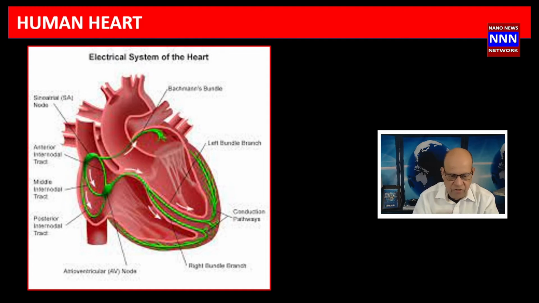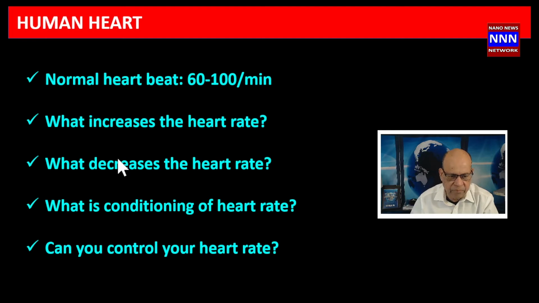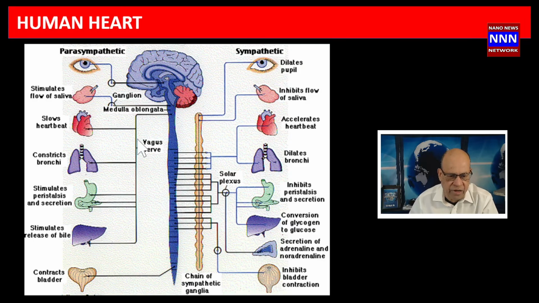So once you understand this mechanism, next we're going to look at some of the more common things, such as what happens to the human heart rate. What increases the human heart rate? What decreases the human heart rate? What is conditioning of the heart rate? And most importantly, can you control the heart rate? That's the thing you really want to watch. So stay tuned. Let's continue with the next question: what controls the human heart rate?